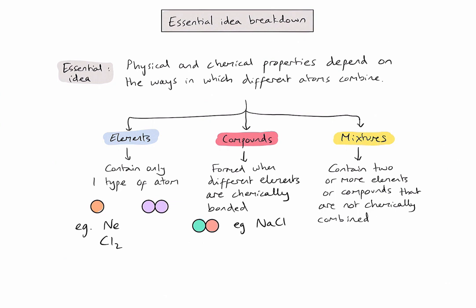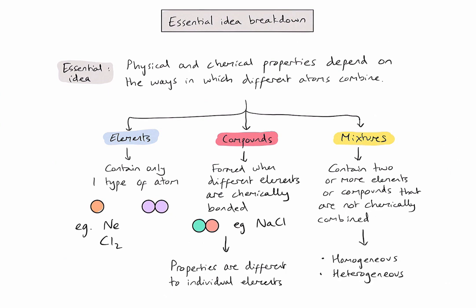So if I now check the syllabus statements, specifically the understandings, I might note that actually when different elements combine to form compounds, the properties become different for that substance compared to the individual elements. So I'm going to add that to my mind map. I might also notice two key terms related to mixtures, which is homogeneous and heterogeneous. And I could, on my mind map, identify the differences between them.